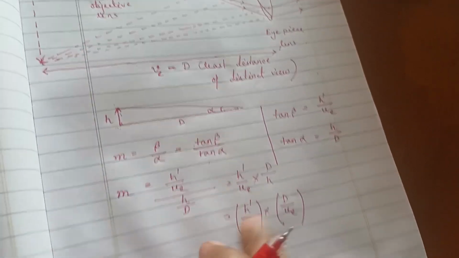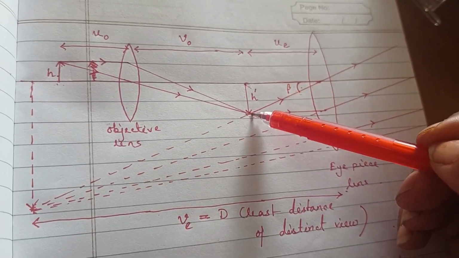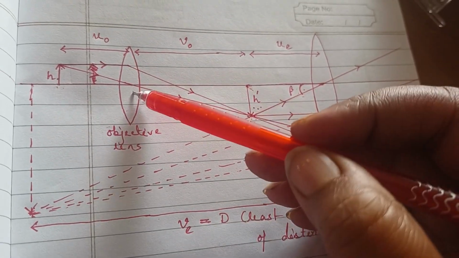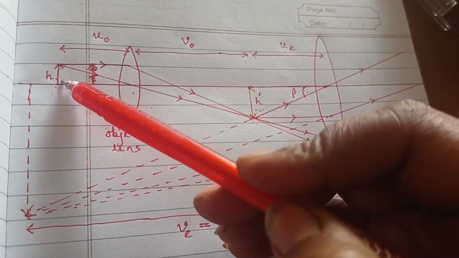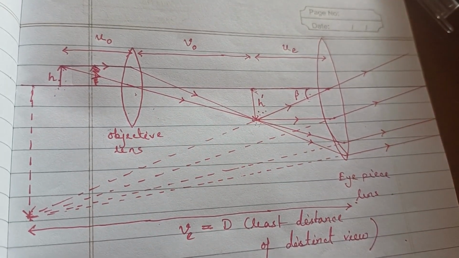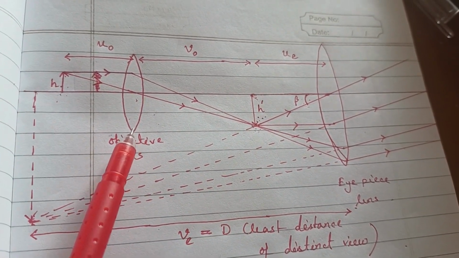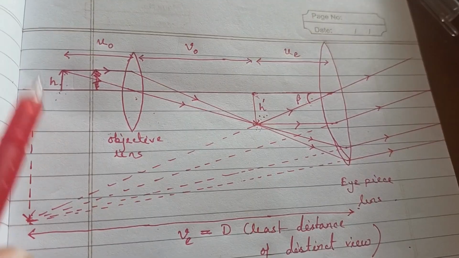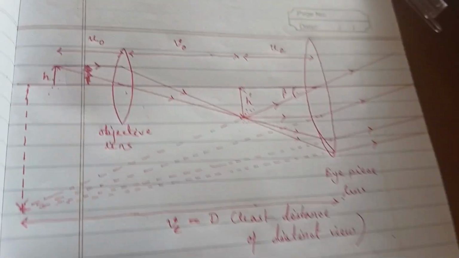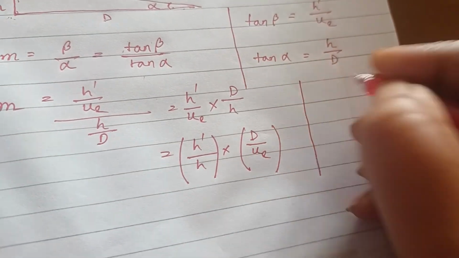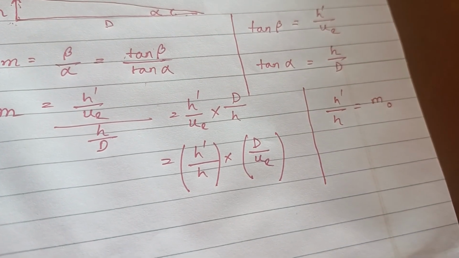Now from the diagram again, h dashed by h is what? See, h dashed is this. Now this was basically the image formed by the objective lens. So h dashed is the image height for the objective lens and h is the object height for the objective lens. So h dashed by h is image height by object height for the objective lens, and image height by object height basically is the magnification of the lens. So h dashed by h is the magnification of the objective lens.